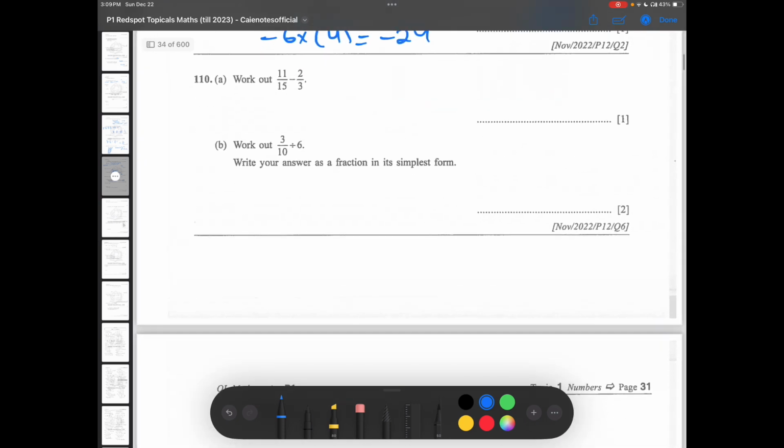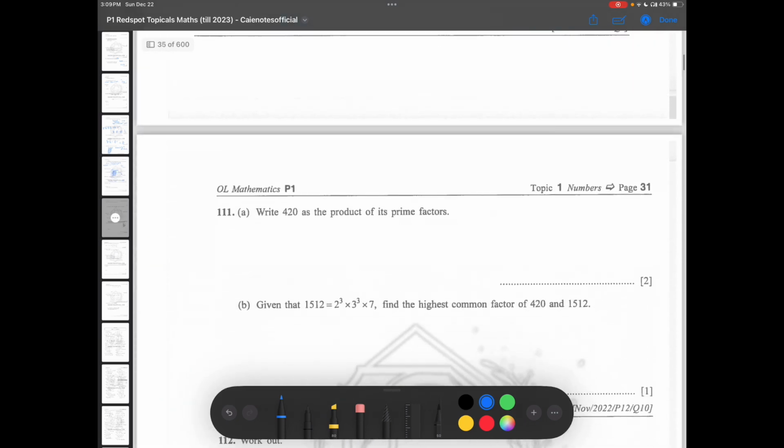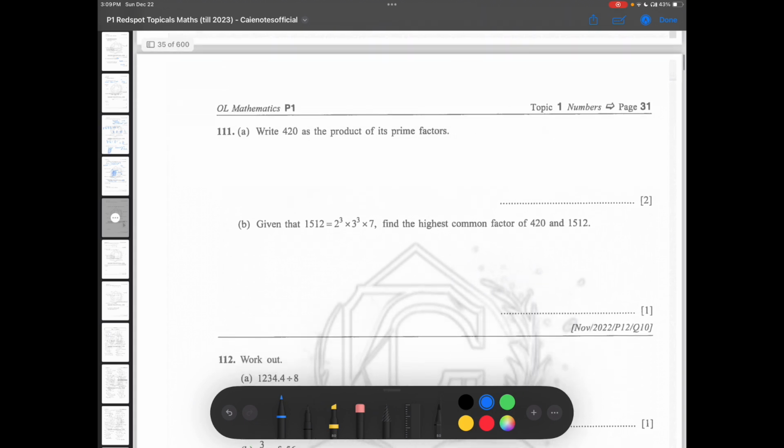I'm going to do the kind of question now which we haven't done up till now. Okay, let's do this one. Write 1420 as a product of its prime factors.